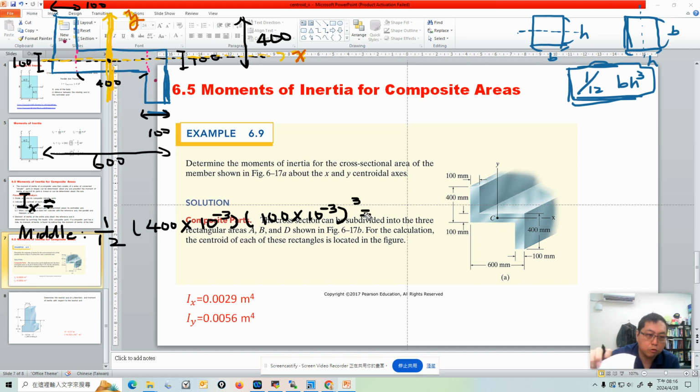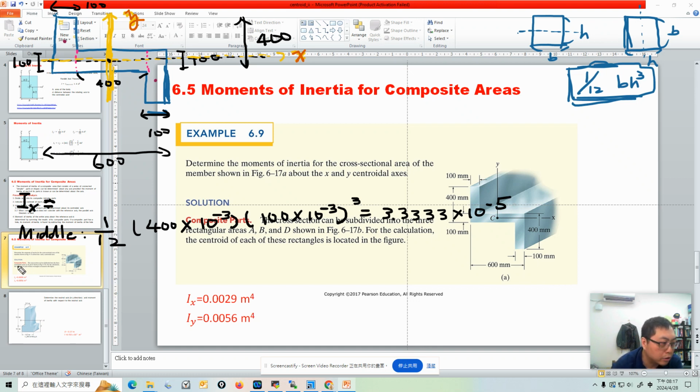If you use your calculator, what is your answer? Let me just use the calculator to calculate again. It's 400 times 10 to the power minus 3, times 100 times 100 times 100 times 10 to the power minus 9, divided by 12. So it's about 3.3333 times 10 to the power minus 5. This is for the middle part.